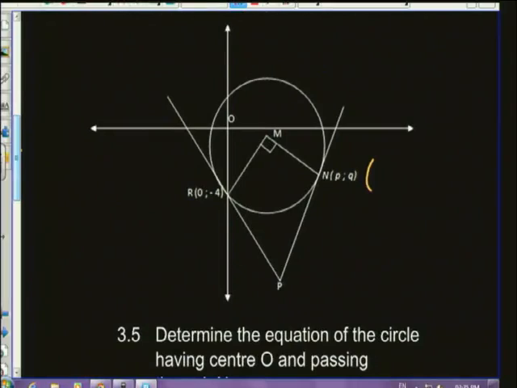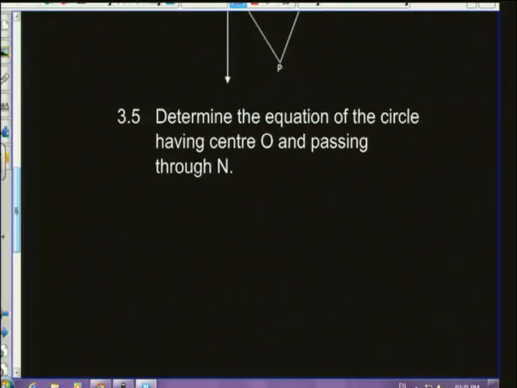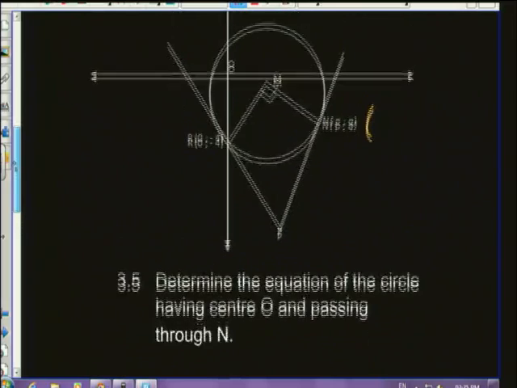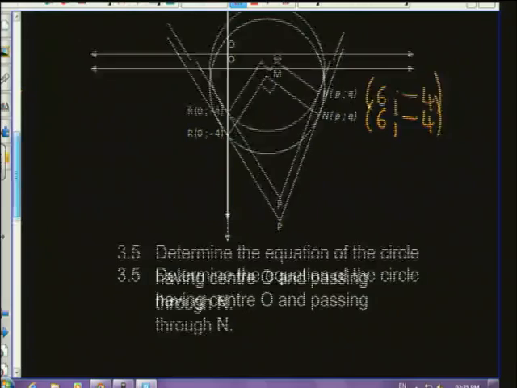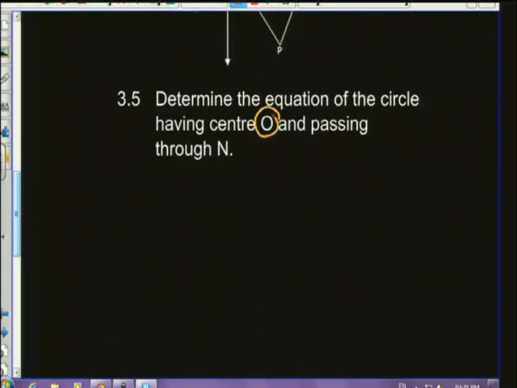Okay, so they say determine the equation of the circle having center O and passing through N. Right, so we know the coordinates of N now. We said that p is equal to 6, and we said that q is minus 4. So if I want the equation of a circle going through that point, with a center at O, I know that the general formula for a circle with a center at the origin is x squared plus y squared is r squared.